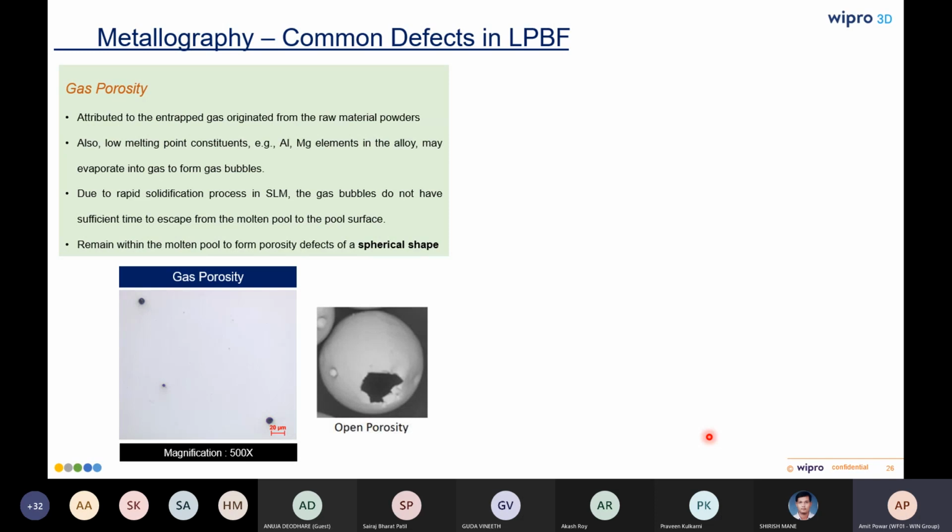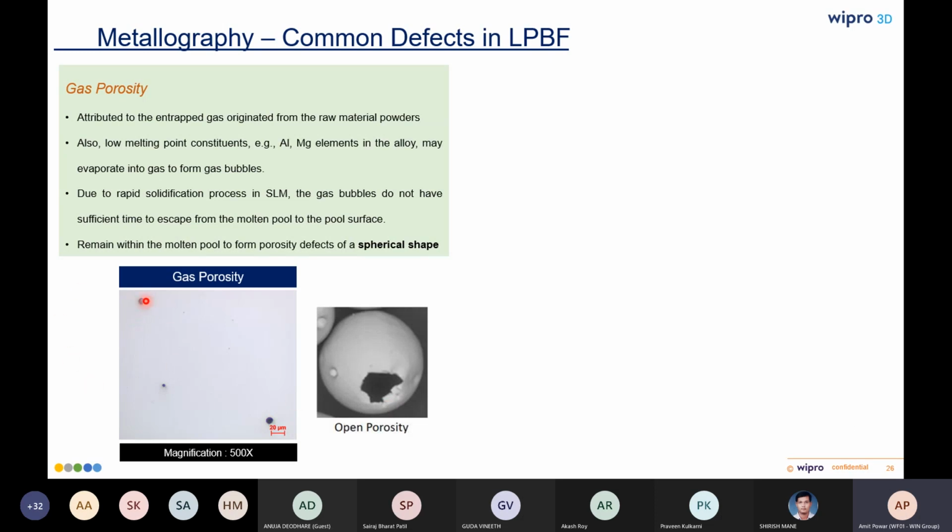Then the most common defect in LPBF is second. Next is gas porosity. So this defect is attributed to the entrapped gas originated from the raw material powders. As I mentioned in the slide on powder defects, gas gets trapped into the powder during the manufacturing process, and during AM this gas is not able to come out due to the faster cooling rates and creates a void of spherical shape in the part.